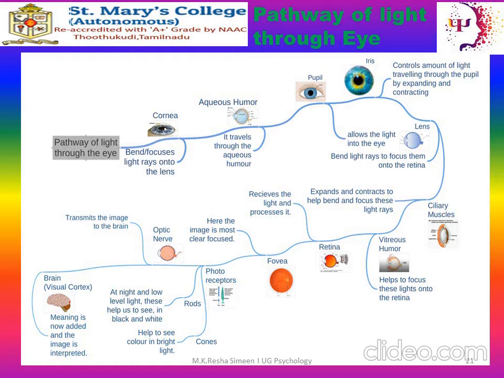Photoreceptors: rods and cones. Rods, at night and in low-level light, help us to see in black and white. Cones help us to see color in bright light. The optic nerve transmits the image to the brain. Visual cortex. Meaning is now added and the image is interpreted.